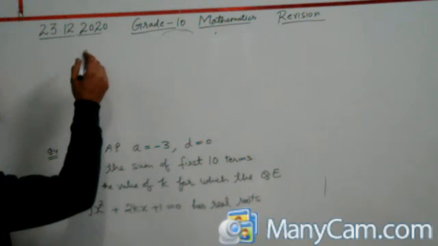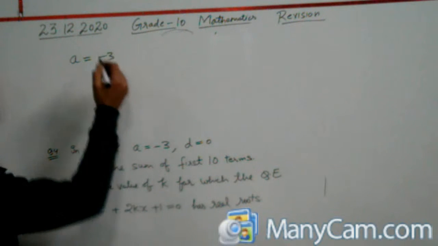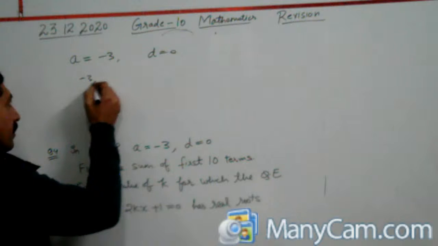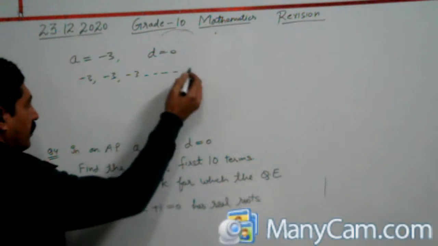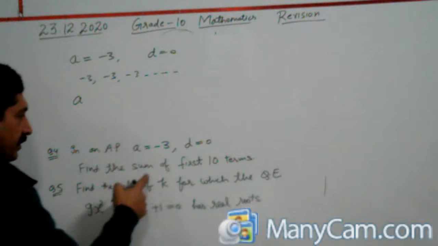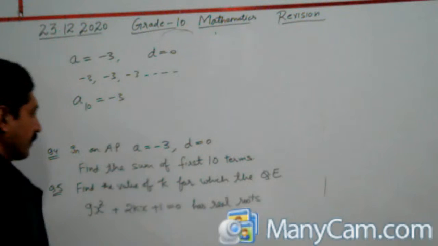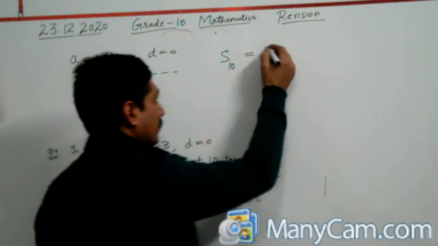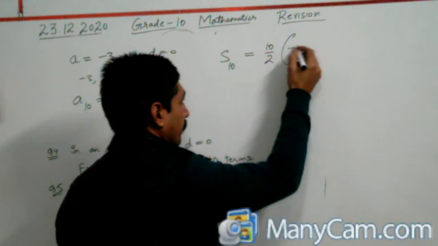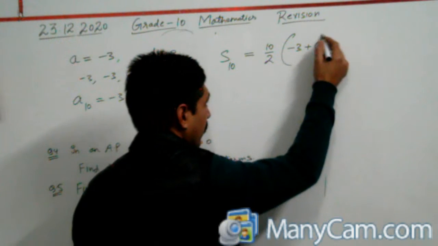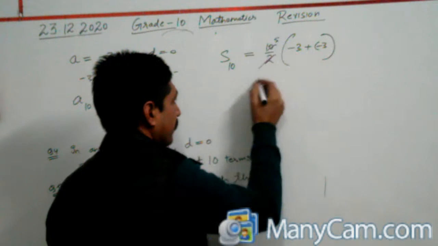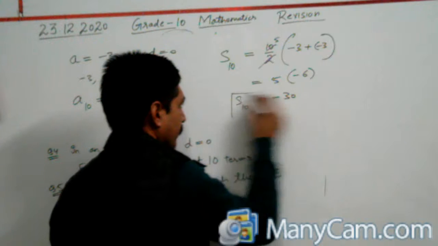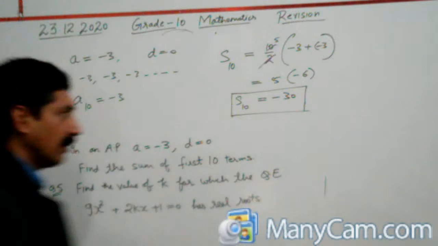Whereas the fourth question in AP, a is what? A is minus 3 and common difference is 0. So what is the AP? AP is minus 3, minus 3, minus 3. So 10th term, A10 will be minus 3 only. But here we want to write the sum of first 10 terms, right? So S of 10 terms is equal to 10 by 2 into A plus L, minus 3 plus of minus 3, right? So here we have this is 5. So 5 into minus of 6 is equal to minus of 30. S of 10 terms, that is minus of 30.